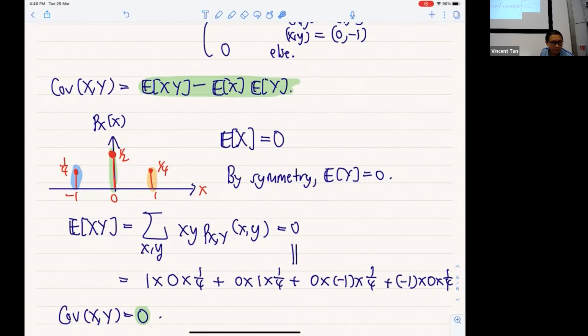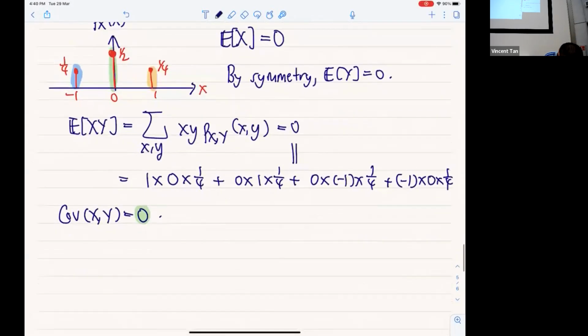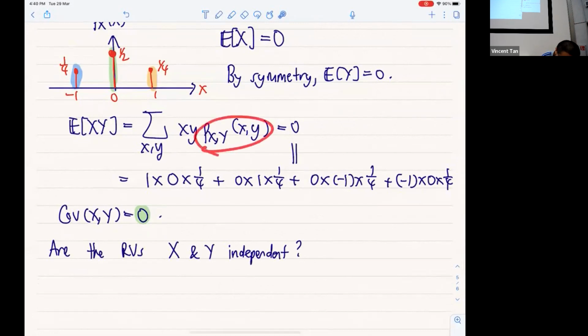The problem here is the following. I want to make the point that the covariance is 0. However, are the random variables X and Y independent? There was a student up there who unfortunately thought that the random variables are independent, and so this decomposes, he thinks, to this. But this is not true. The answer here is no.